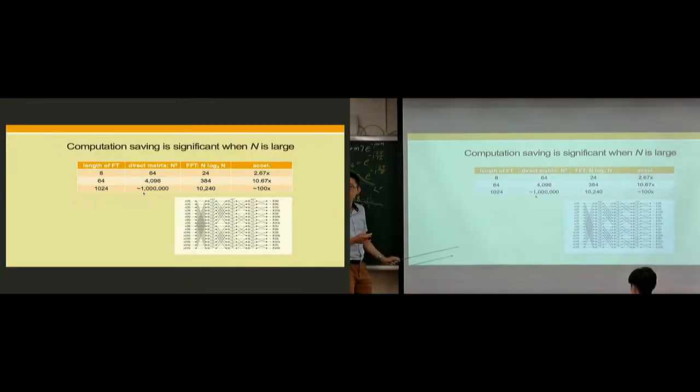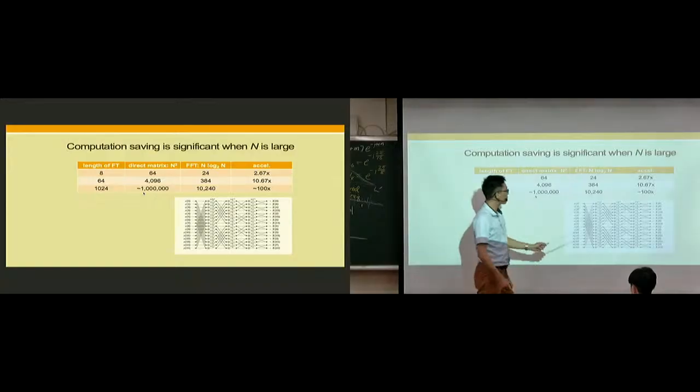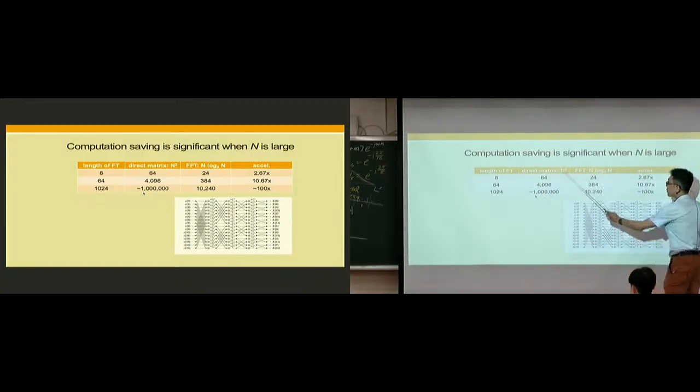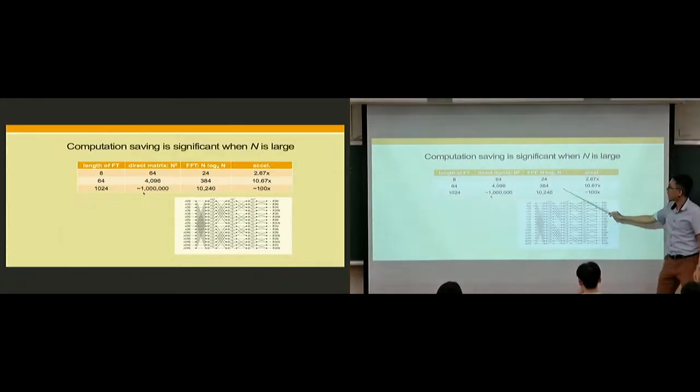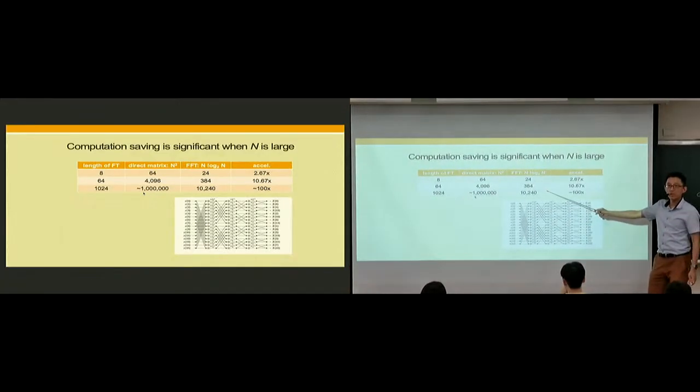You get a feeling, right? So now it probably doesn't save so much. Reducing the load from 64 to 24, it's okay. It's kind of cool. How about reducing from 4,000 to less than 400? Already you have a 10 times saving by using fast Fourier transform.